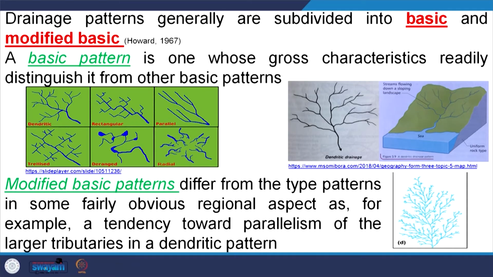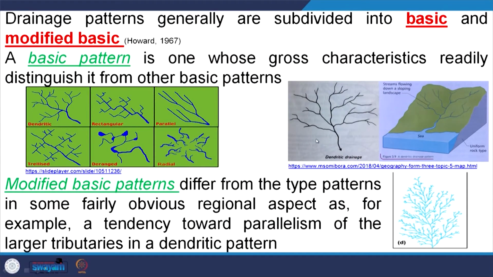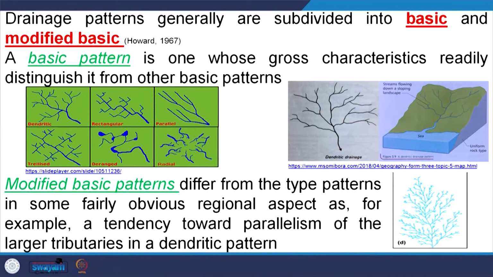For example, suppose there is a drainage pattern; here if you see, overall it is a dendritic drainage pattern. But if you see these streams, these streams, these streams, they are showing parallelism. That means within this dendritic system we have local parallelism, that means parallel drainage. So, this is a sub basic type. Basic types means that overall we can say by looking at the drainage pattern how it looks, what the first appearance is, and if within that some subdivisions are there, that is called modified basic types. A basic pattern is one whose gross characteristics really distinguish it from other basic patterns.